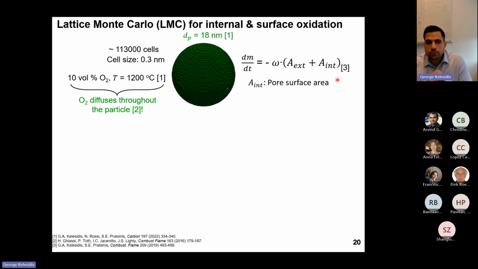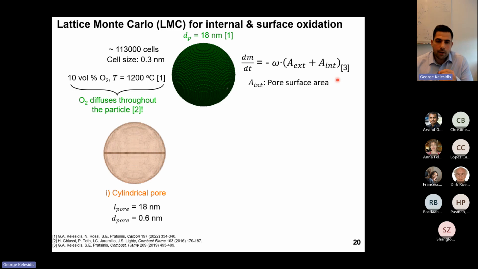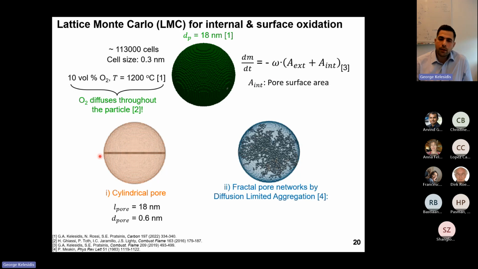For simplicity, we firstly assumed that this particle contained only a single cylindrical pore with a size of about 80 nanometers. So it started from one side of the particle and went all the way to the other side. But this is just a simplified pore network that we used over here just to elucidate the dynamics of the pore structure during internal oxidation. We also simulated, though, particles that contained more realistic fractal-like pore networks. We derived these networks using the classic diffusion-limited aggregation algorithm.